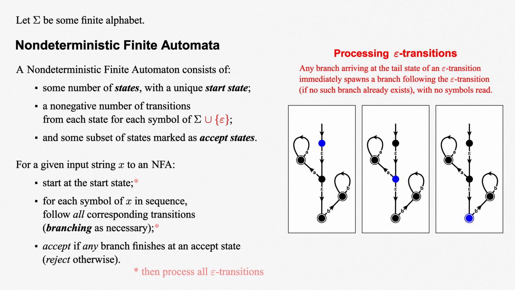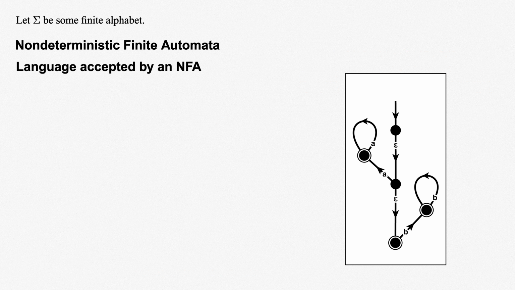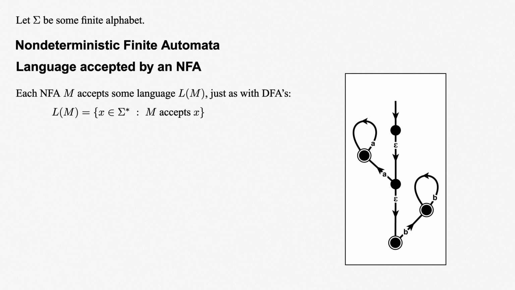To complete our description of how an NFA operates, we'll add a note to the first 2 steps to process all epsilon transitions anytime the state changes. We'll later see that epsilon transitions are a very useful tool when we want to modify a DFA in certain ways. As with DFAs, each NFA M either accepts or rejects each string in sigma star, and we define the language accepted by M, written L of M as usual, to be the set of strings it accepts.